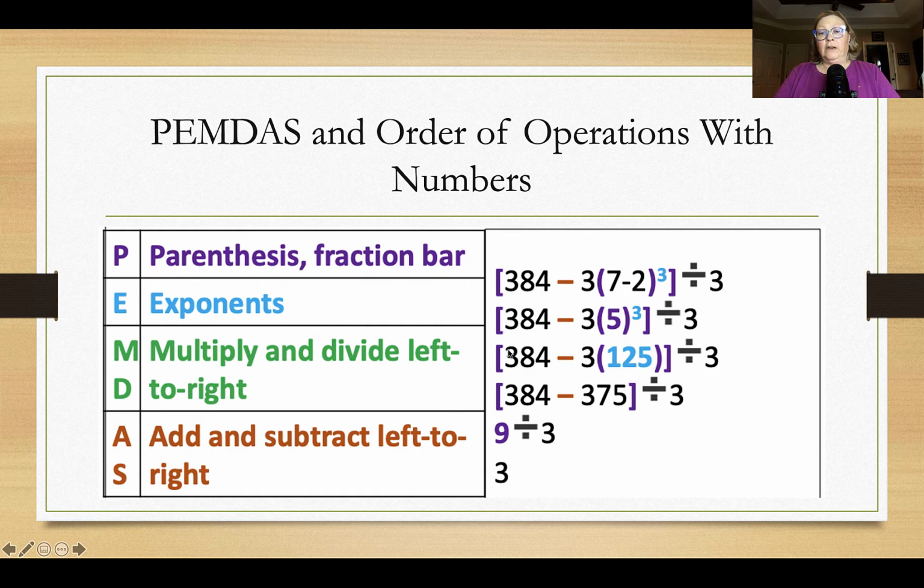And then we're going to do the next set, because once you just have a single number here, you've done the parentheses. So the next thing is inside the bracket. There, the first thing to do is multiply. So 3 times 125 is 375. And then completely solving this bracket, 384 minus 375 is 9. And then finally dividing by 3 is 3.